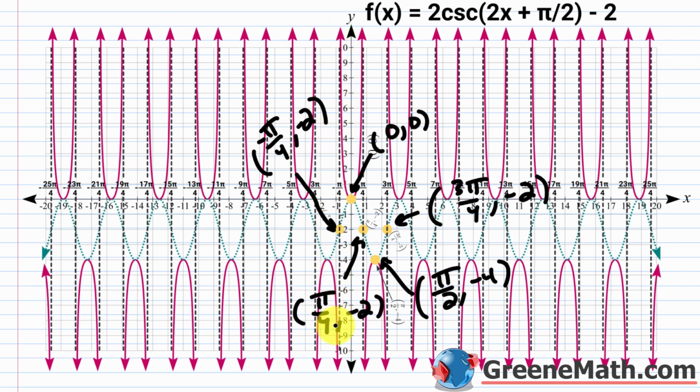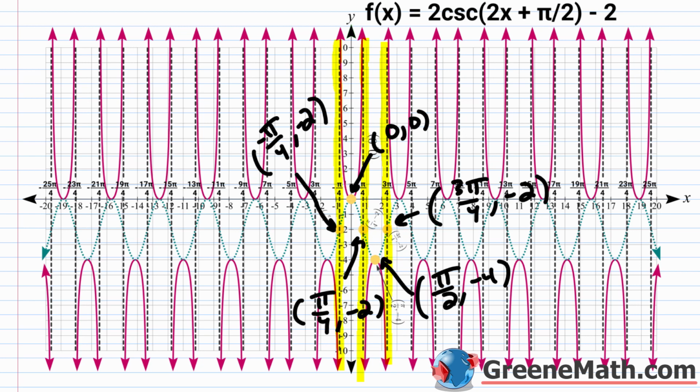So you'd have a vertical asymptote there at negative pi over 4, and then you'd have one at pi over 4, and then you'd have one at 3 pi over 4. Let me highlight this because it's really hard to see. So let me do this one right here, and let me do this one right here, and then let me do this one right here. Really hard to see that one.